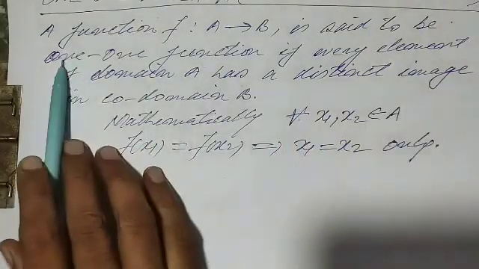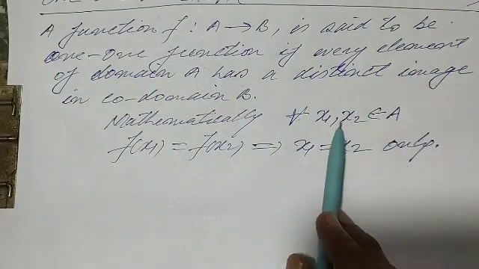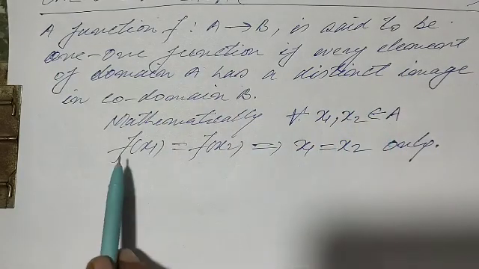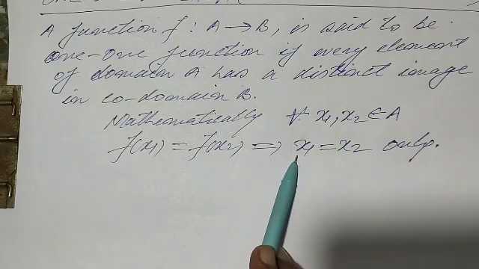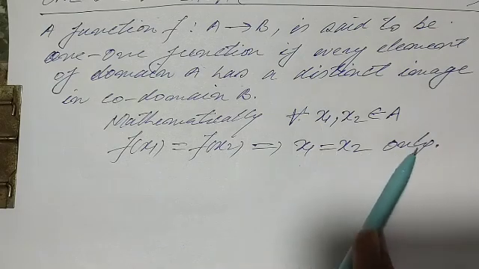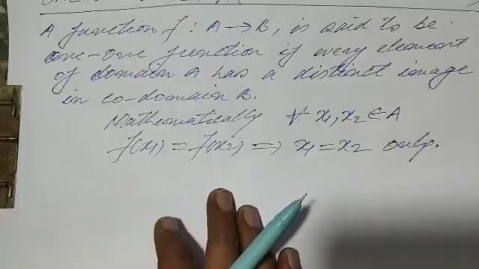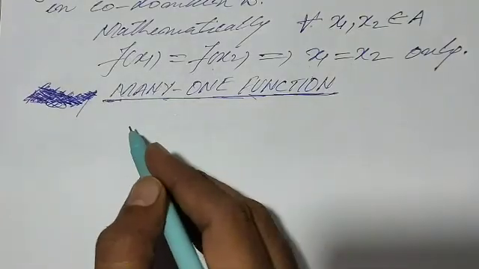Mathematically, this statement may be written as for all x1 and x2 belonging to A, such that f(x1) is equal to f(x2) implies that x1 is equal to x2 only, and there is no other possibility for f(x1) is equal to f(x2). Now let us talk about many one function.